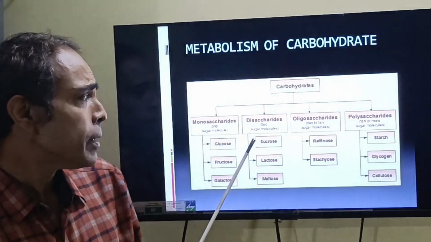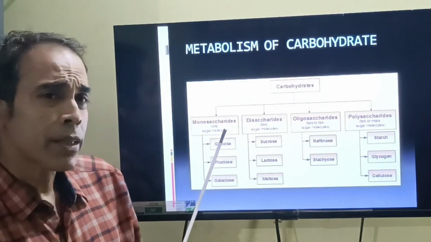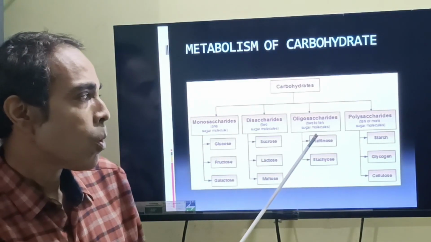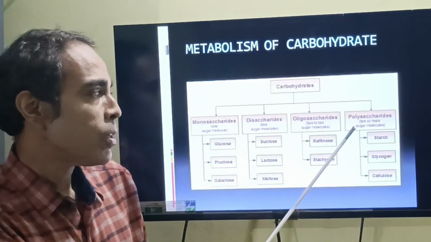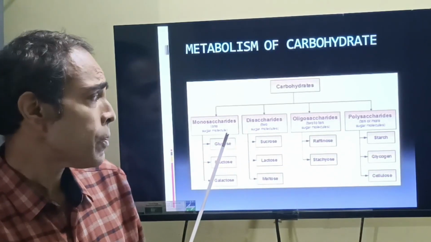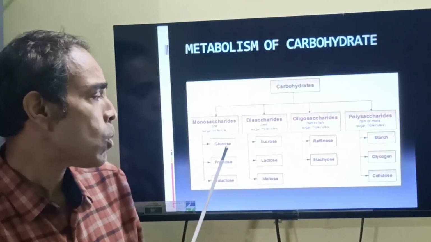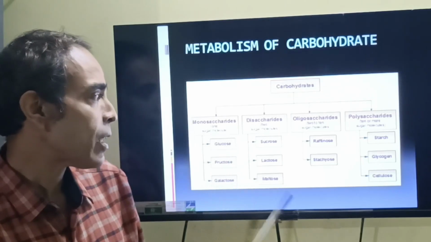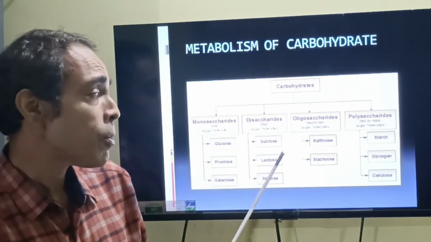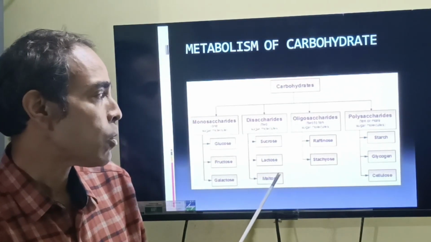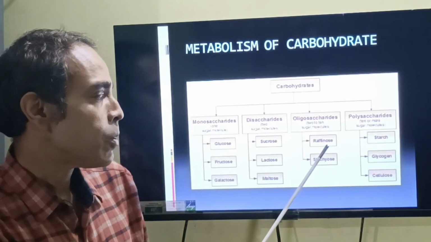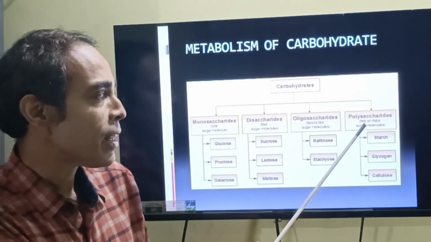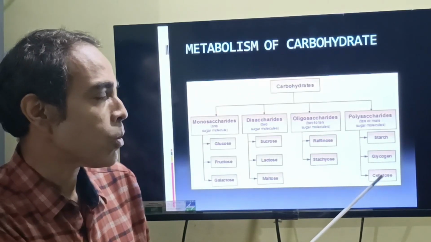Carbohydrates are divided into four categories: monosaccharides, disaccharides, oligosaccharides, and polysaccharides. Monosaccharides are one sugar molecule: glucose, fructose, galactose. Disaccharides are two sugar molecules: sucrose, lactose, and maltose. Oligosaccharides are raffinose and stachyose, and polysaccharides are ten or more sugar units: starch, glycogen, and cellulose.